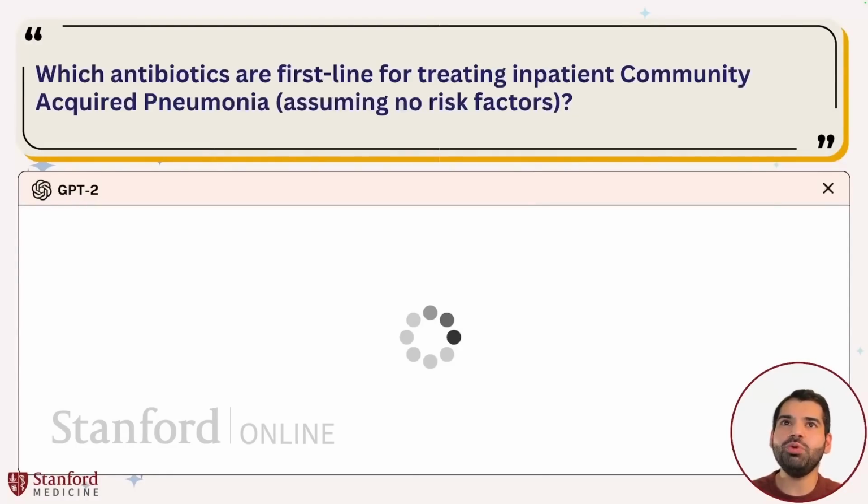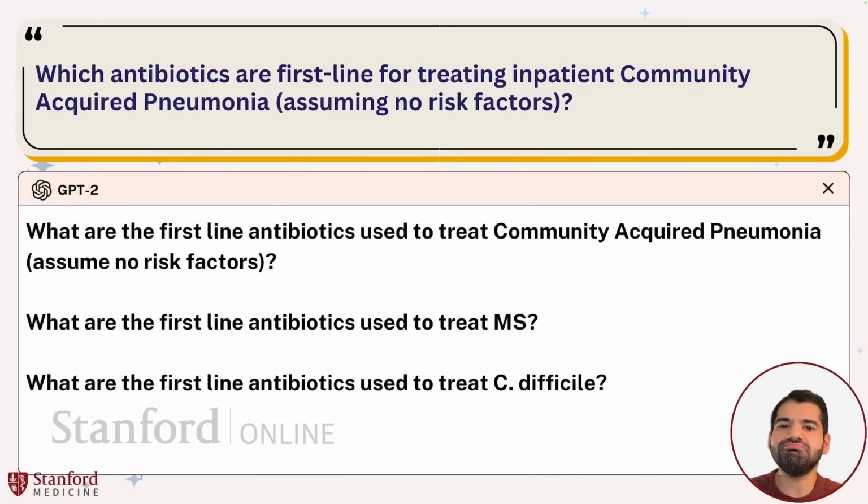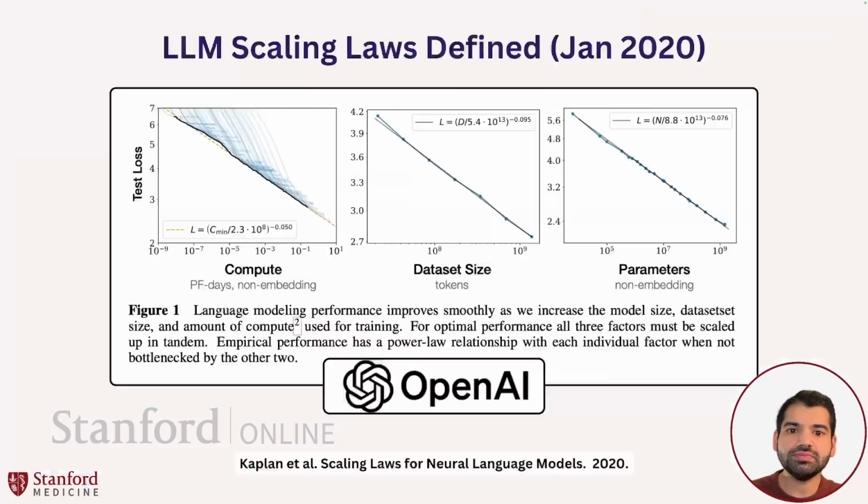Feeding it the exact same question, which antibiotics are first line for treating inpatient community-acquired pneumonia, assuming no risk factors, we get an output that's still not great, but better. The formatting isn't broken, it doesn't sound like an excerpt from a fantasy novel, and it's at least sort of legible prose. Now, essentially, it's just repeating the same or similar questions multiple times and not really answering the question. And some of these questions, like, what are the first-line antibiotics used to treat MS, don't honestly even make sense. But it's still a step in the right direction.